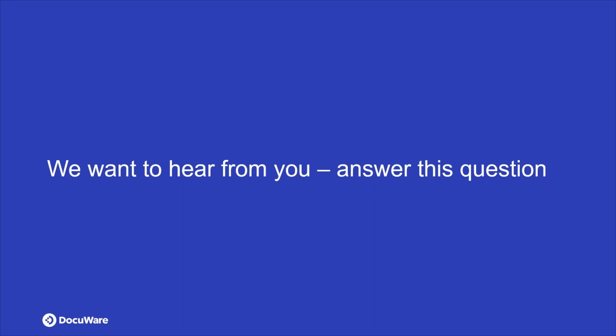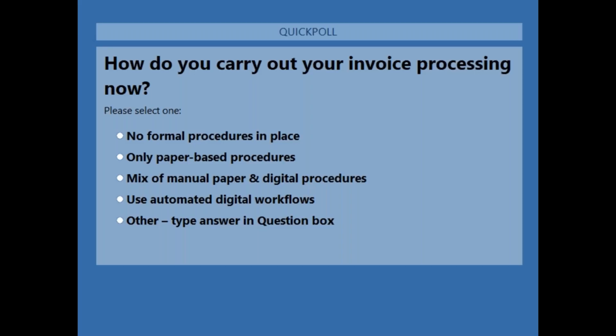You'll see it on your screen. It says, how do you carry out your invoice processing now? Maybe you don't have any procedures in place. You just get them done. You don't really have any steps written down. You do have procedures, but right now it's only paper-based. You're only working with paper invoices. Maybe you have a mix of manual paper and digital procedures, but the digital procedures, maybe they're still manual. Or you're already using some form of automated digital workflows.